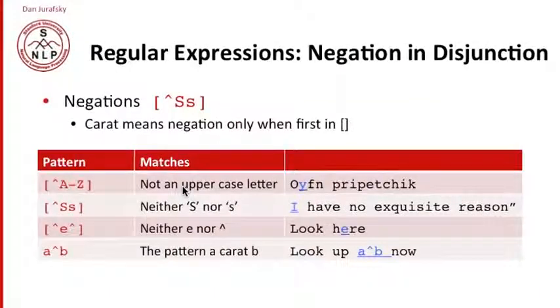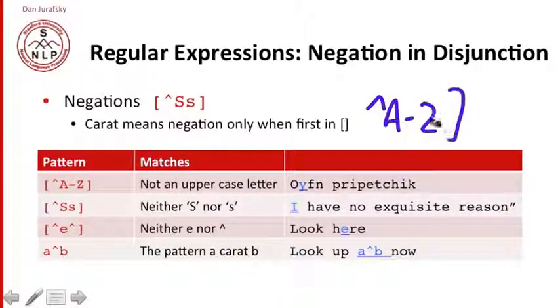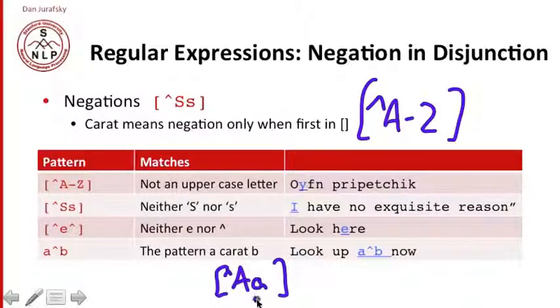Another kind of thing we might want to do in our regular expressions is negation in our disjunctions. We might want to say we don't want some kind of set of letters. So for example, we might want to say not a capital letter, and we can do that by saying caret A through Z in our square brackets. Caret, when it occurs right after the square bracket, means not. Caret A through Z, not a capital letter. Caret A, little a, means neither a capital A nor a little a. And caret E caret means not an E and not a caret.